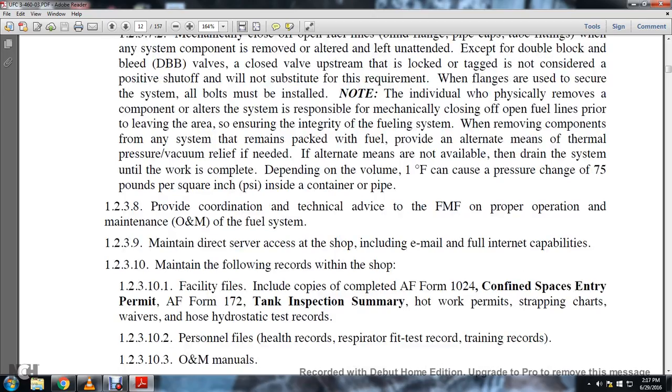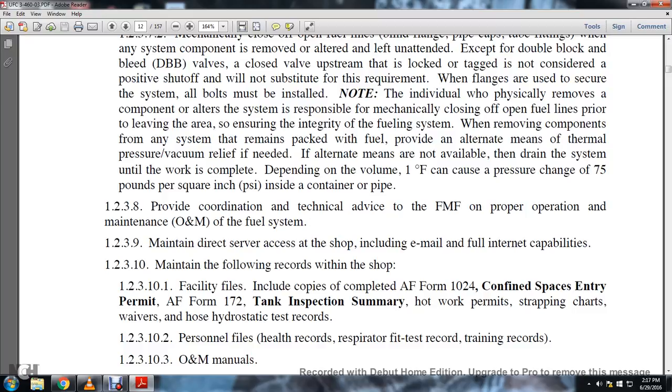1238: Provide coordination and technical advice of the fuel management flight on proper operations and maintenance of the fuel system. 1239: Maintain direct service across the shop and include email and full internet capabilities. Maintain the following records within the shop.